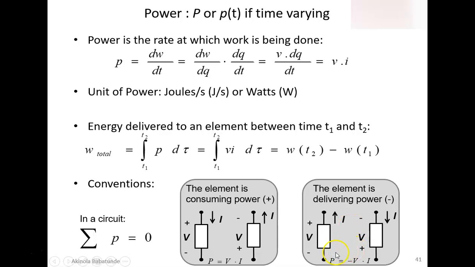Power will be negative. So when you are finding power and you notice that current is flowing from positive to negative, your power will be equal to vi. That is going to be positive power. And then when you notice that the current is flowing from negative to positive, the convention for power would be negative. So you have minus vi. Please pay attention to these two.